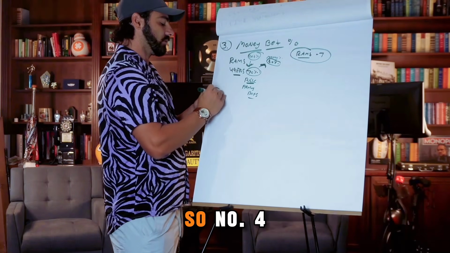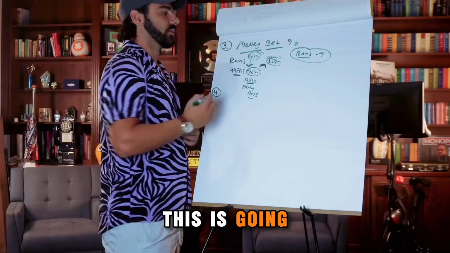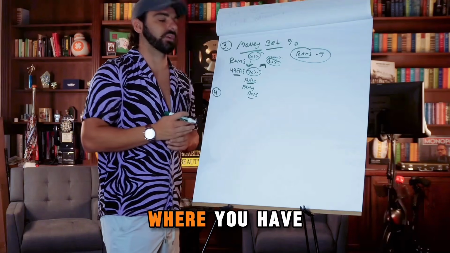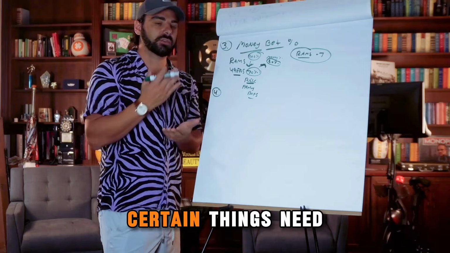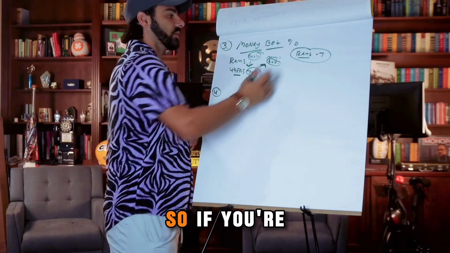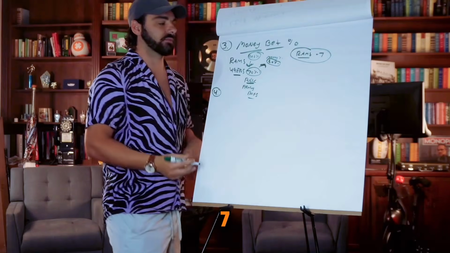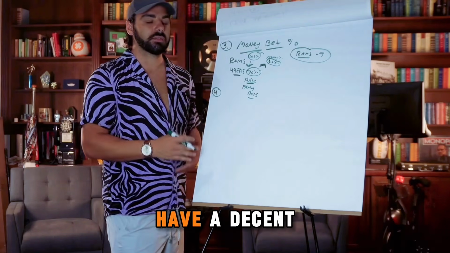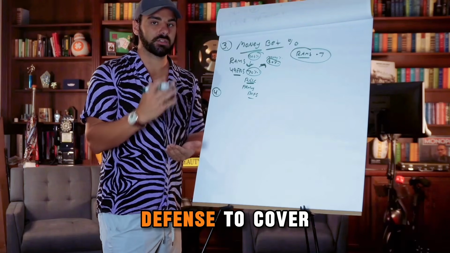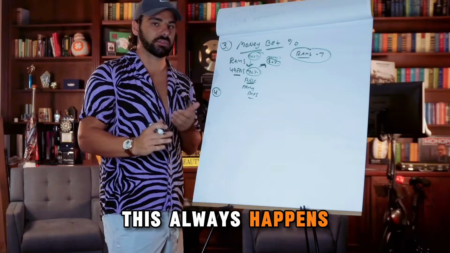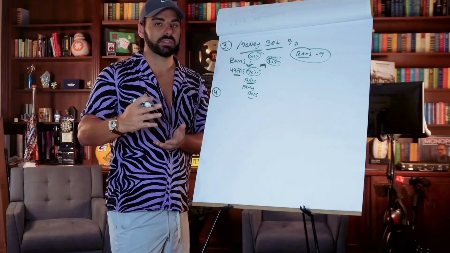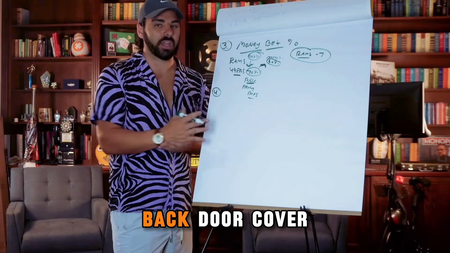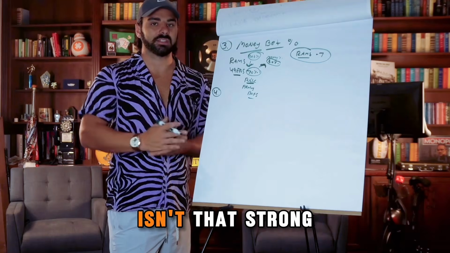So number 4, this is going to be the part of the process where you have to understand if you're on a favorite or if you're on an underdog, certain things need to happen. All right. So if you're doing Rams -7, for example, we need to have a decent defense to cover the spread. This always happens in the NFL. If you don't have a great defense and you're giving points, there's always a chance for a backdoor cover because your defense isn't that strong.